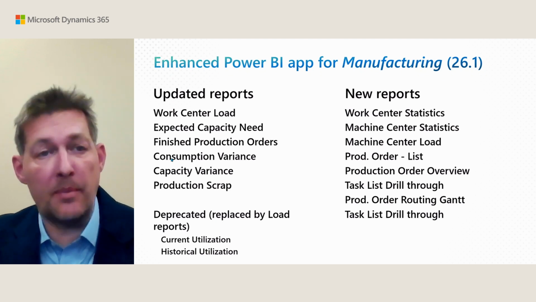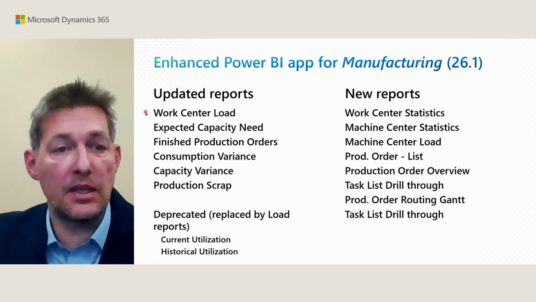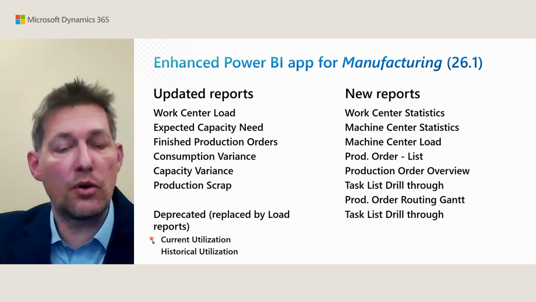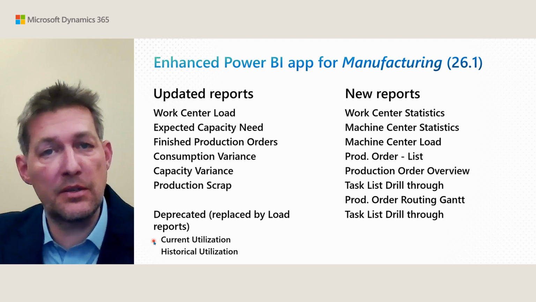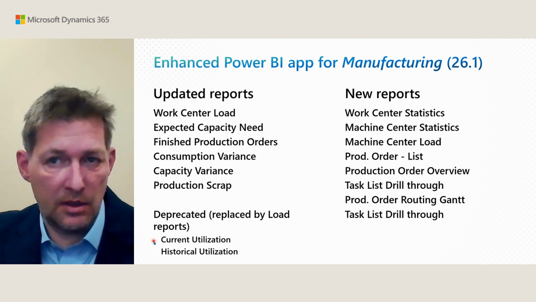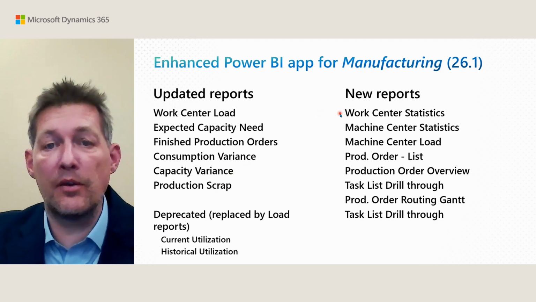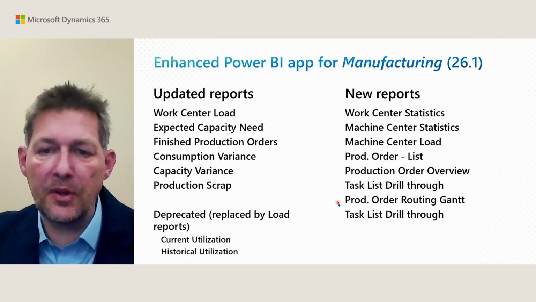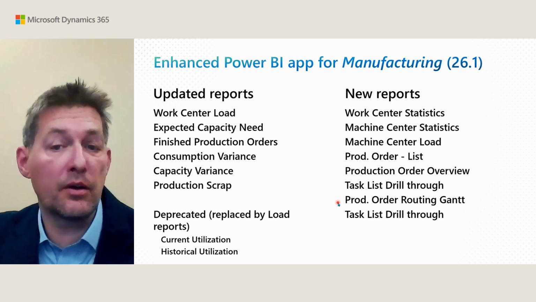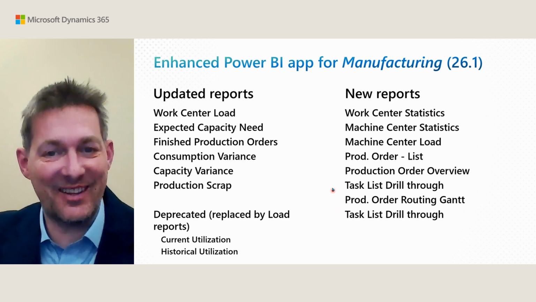In this updated app, you can see here on the screen that we have updated these 6 reports. We will also likely deprecate these 2, current utilization and historical utilization, likely just hide them in this version and then remove them in a later one. And then you get new reports. You saw Work Center statistics, machine load, a few of these, and the routing Gantt, but there is also a task list drill through that apparently I have twice here on the list, so sorry about that.